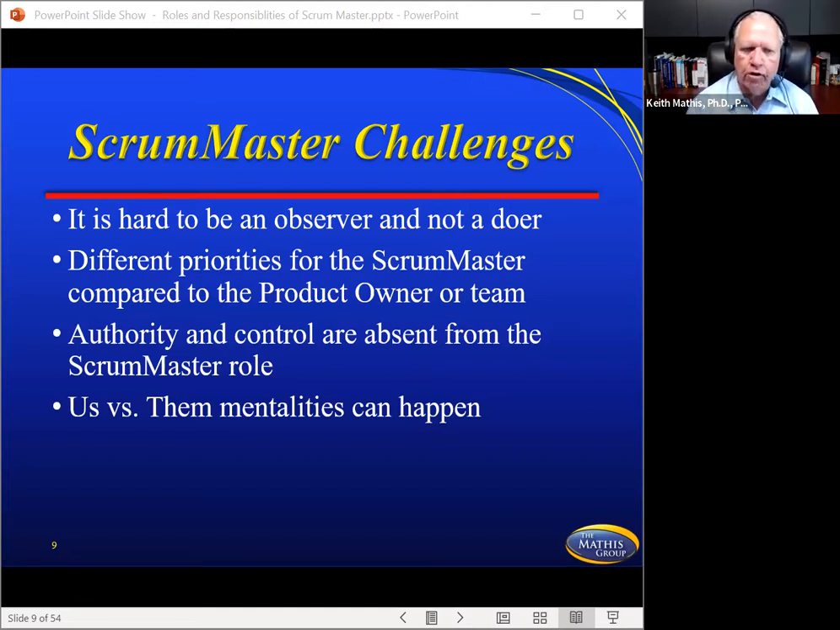And then authority and control are absent from the Scrum Master role. You don't really have authority. You're kind of a coach. You make recommendations. You give them some insight. You ask questions. You do a lot of those kinds of things, but you don't really have authority in its truest sense. Sometimes an us-against-them mentality can happen because, in the traditional role, you had authority as a project manager, but in the Scrum Master role, you're almost like a consultant who makes recommendations. You're almost like an internal consultant. A consultant doesn't have authority over things. A lot of times they're there making recommendations, but the people who work for the organization and management are the ones who have the authority.